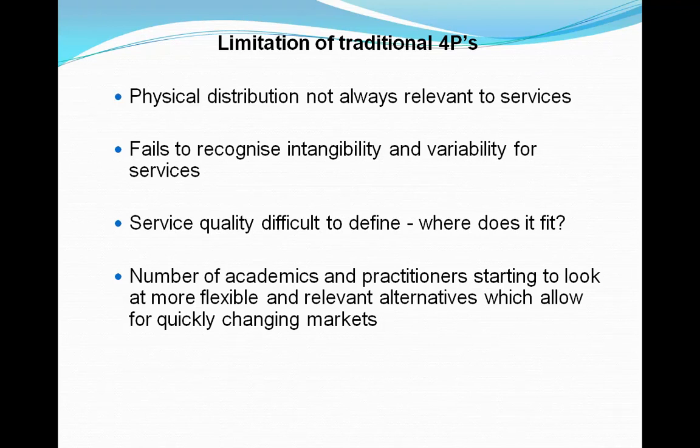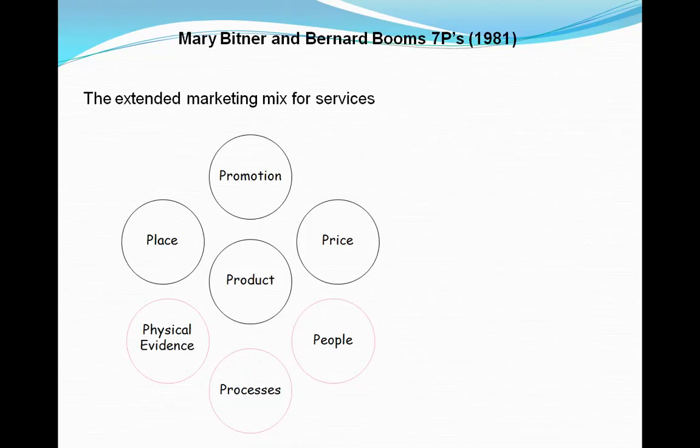And for this reason, there have been more flexible alternatives in order to cover the marketing of services as well. And again, we said this before, the market is changing very quickly as well. So again, you need these alternatives. And this is where Booms and Bitner came up with the 7 Ps of marketing. In addition to the traditional 4 Ps, they extended the mix for services and added people, processes, and physical evidence.